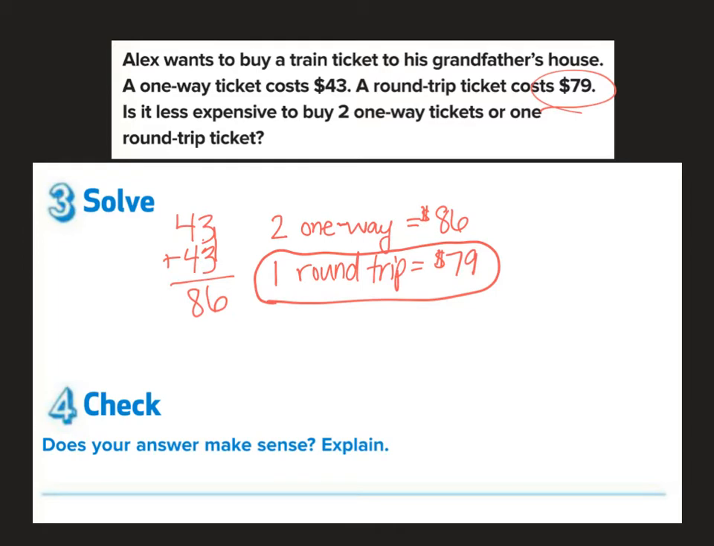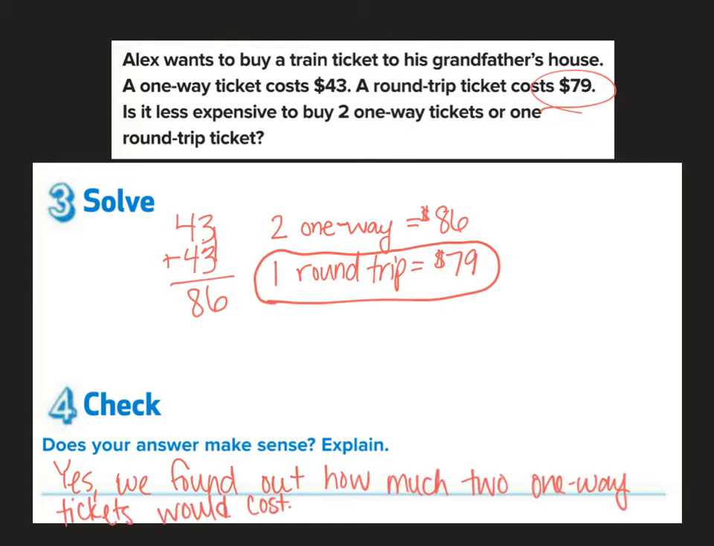So does our answer make sense? Yes. How come? We found out how much 2 one-way tickets would cost. And if you really feel overzealous, you could write, and it costs less to do 1 round trip. Let's try another one.